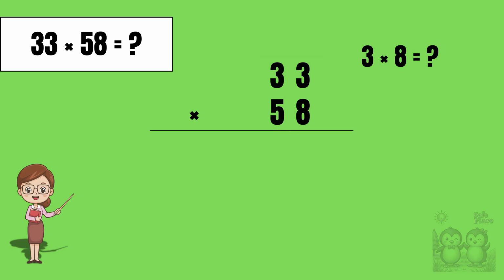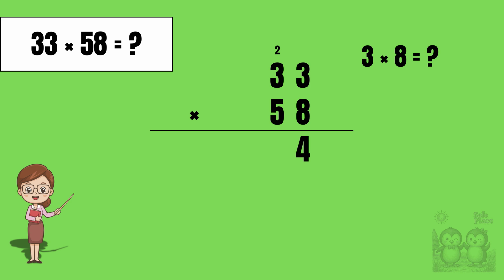So, let's start calculating. We begin with 8 times 3. The result is 24. We write down the 4 in the 1's place and carry the 2 to the 10's place. Don't forget to keep it in mind. Next, we calculate 8 times 30. To explain this, we calculate 8 times 30 because the second 3 in 33 has a value of 30.